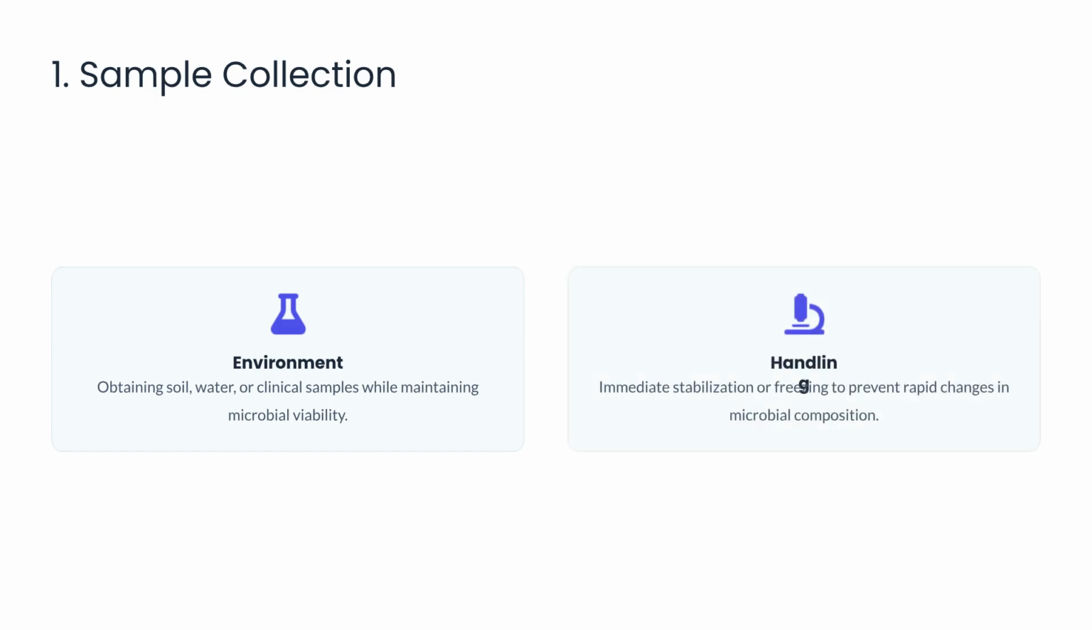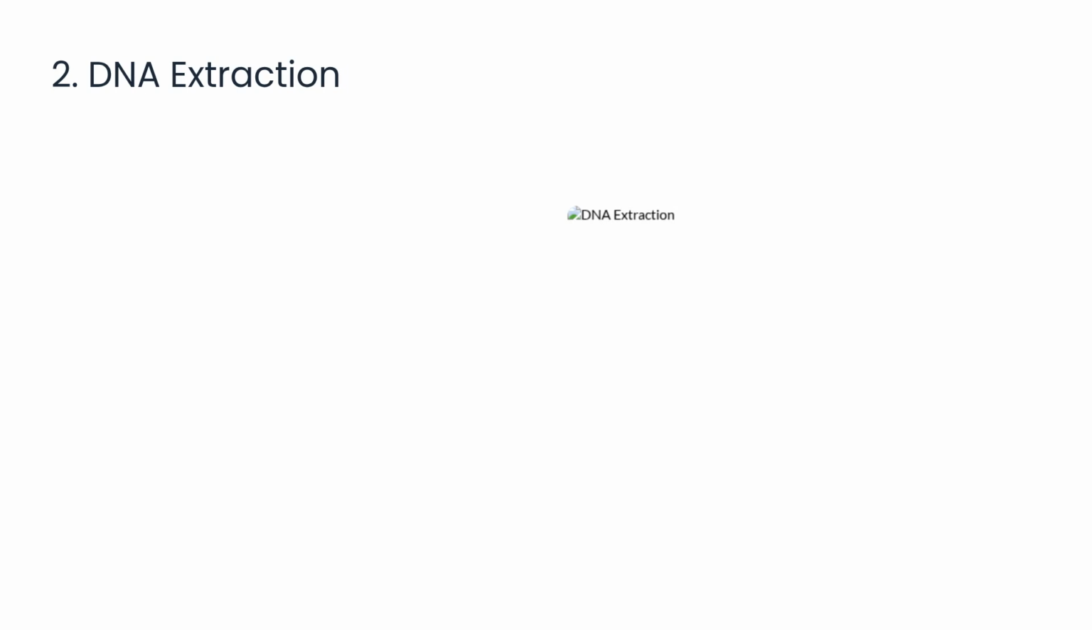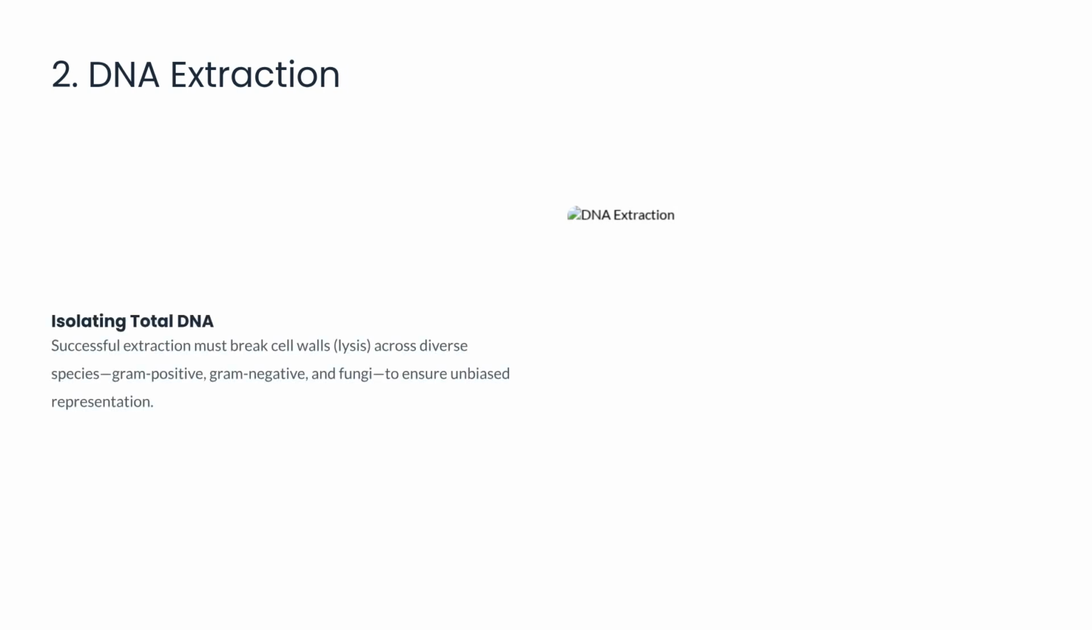The first step is sample collection. This involves careful retrieval of samples like soil or water, along with immediate stabilization or freezing to prevent changes in microbial composition. Next is DNA extraction. Successful isolation of total DNA requires breaking the cell walls of diverse species to ensure unbiased representation of the community.